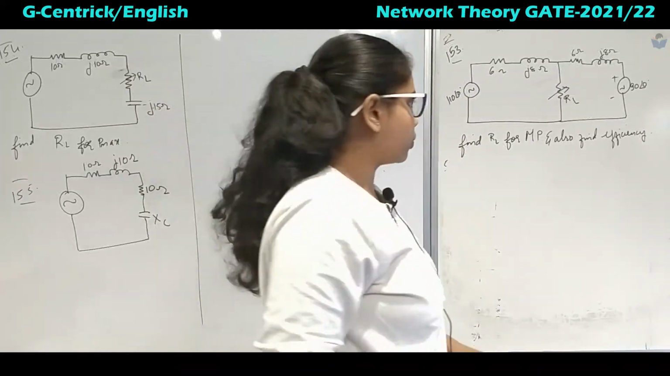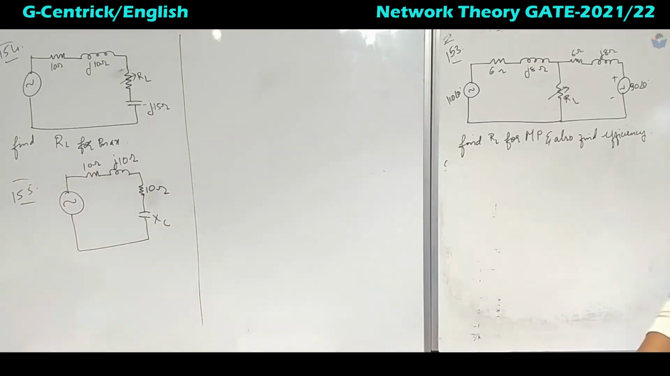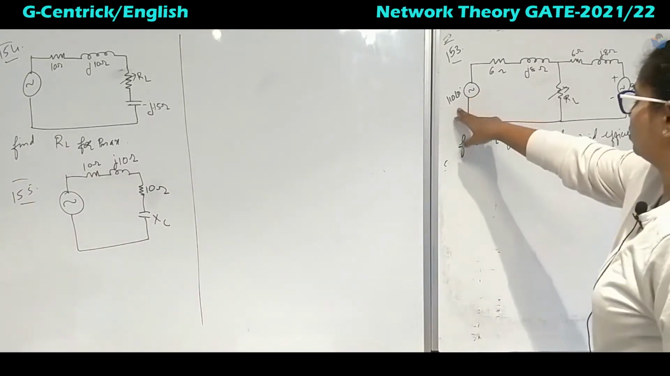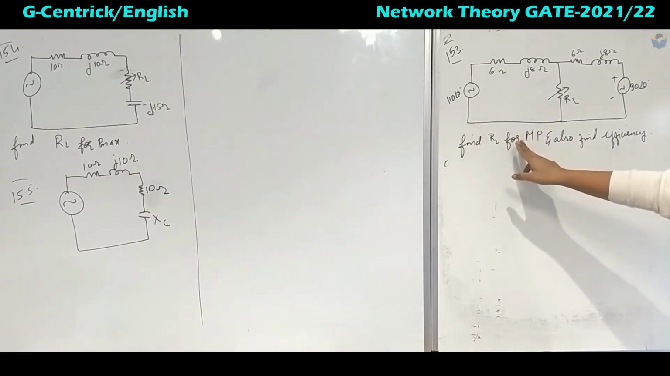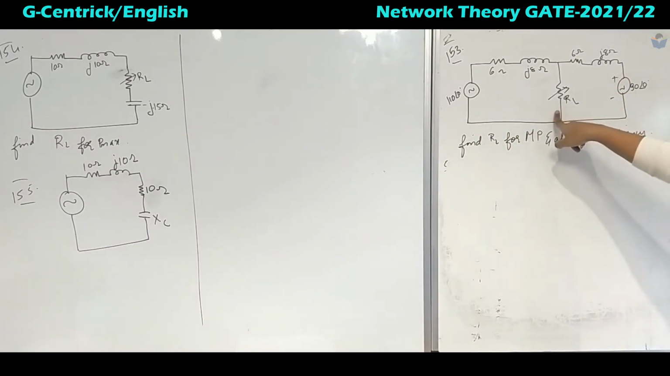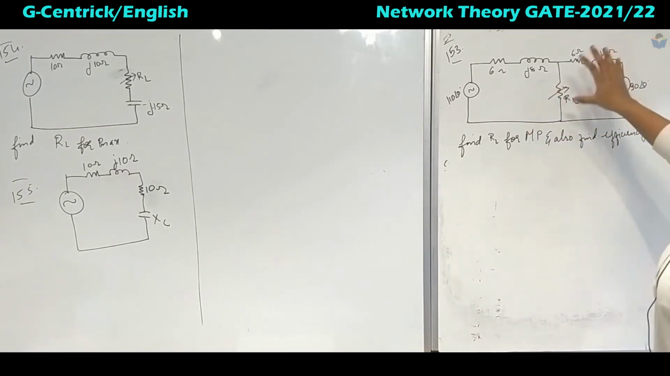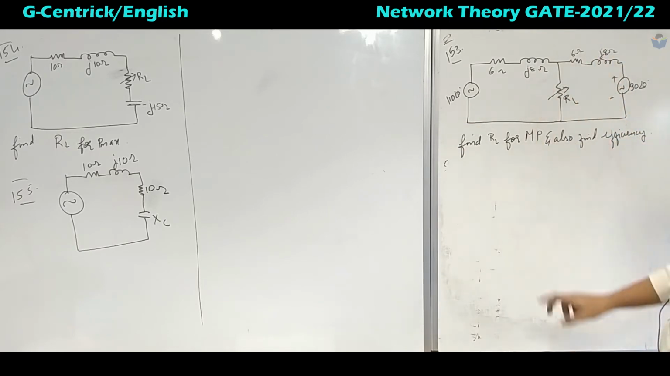So coming to the next question, that is 153. We have an AC circuit. Find RL for maximum power transfer, and also find the efficiency. Whenever an AC problem comes, first check whether the inductors and capacitors are given in ohmic values. They are already in ohmic values, so we will solve the problem.